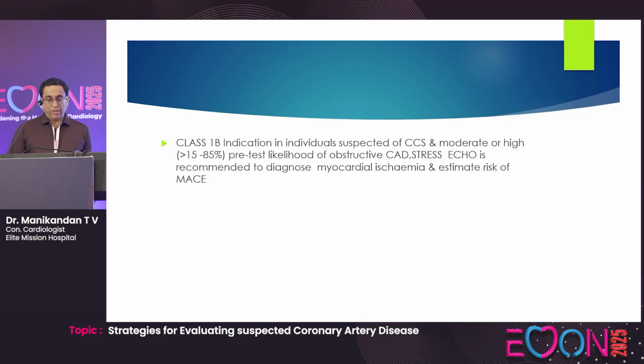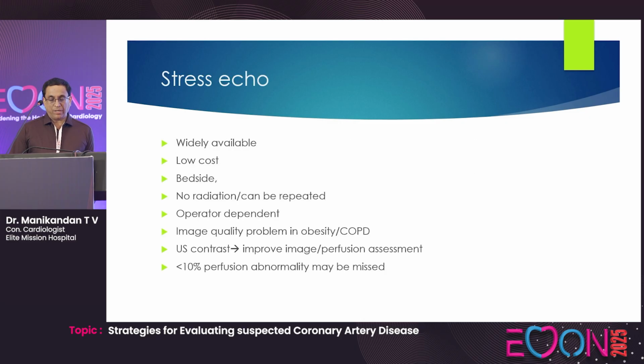Stress echo is widely available, low cost, bedside, no radiation, can be repeated several times, but is operator dependent, with image quality problems in obesity and COPD. Ultrasound contrast can be used to improve the image as well as assess perfusion. And less than 10% perfusion abnormality may be missed in the stress echo.